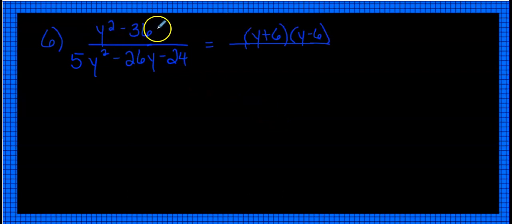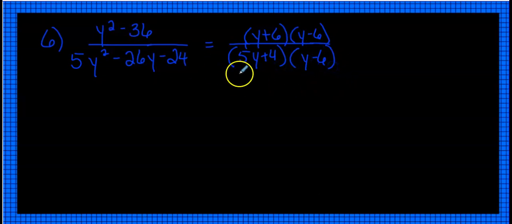So you should have recognized this is a difference of two squares. And then down here on the bottom, I would have to, again, multiply the 5 times the negative 24, find a factor pair that combines to get 26. I'm going to go ahead and just tell you what this one is just to save some time. This is going to be 5y plus 4 and y minus 6. And if you're not sure how to do this, you can go back and watch the video on factoring trinomials where a is greater than 1. So now I have a y minus 6 I can cancel, and I'm left with y plus 6 over 5y plus 4.